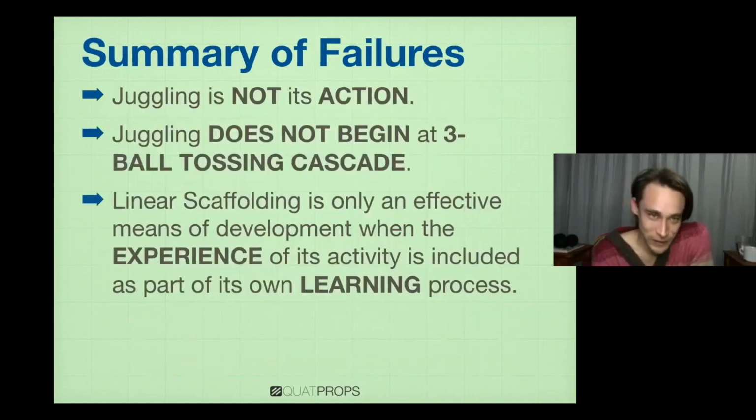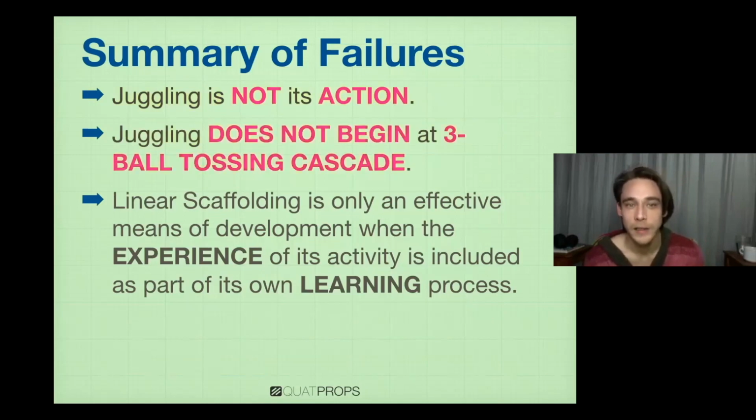So to summarize these failures, to really drive these points home, or to simplify them as well: juggling is not its action. Juggling is not its action, number one. Let's get that into our heads right now. And the second thing is that juggling does not begin at the 3-ball tossing cascade. There is absolutely no reason we need to do this. We all know that juggling begins well before this. There are many jugglers who work with one object, and if you take away the objects, then you have dance. So it's just one continuous spectrum.